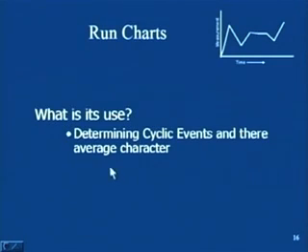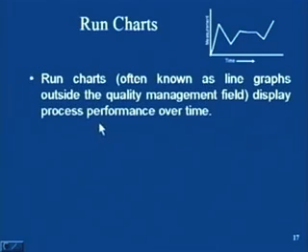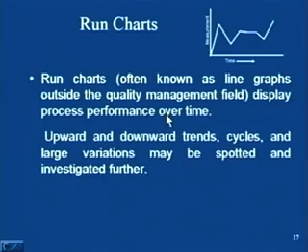What is its use? Apart from the information that we get from the histogram, we also get the ordered information. So, the use is determining cyclic events and their average character. Run charts, often known as line graphs outside the quality management field, display the process performance over time. Upward and downward trends, cycles and large variations may be spotted and investigated further.